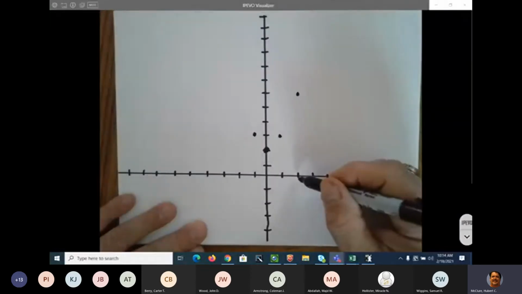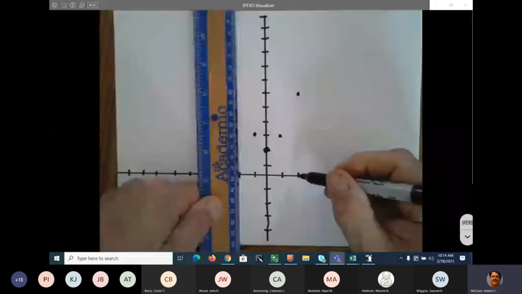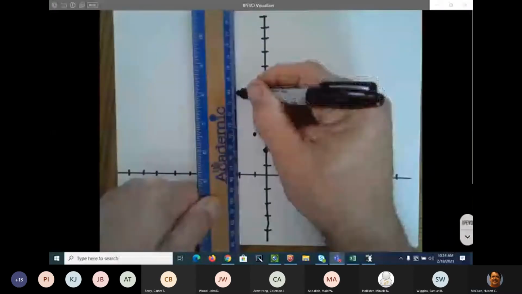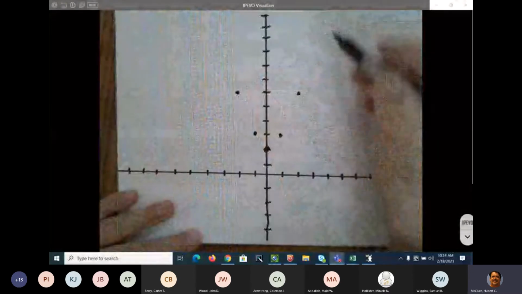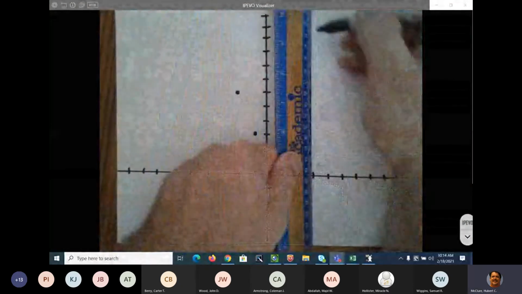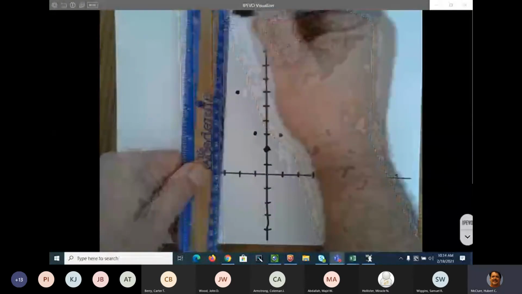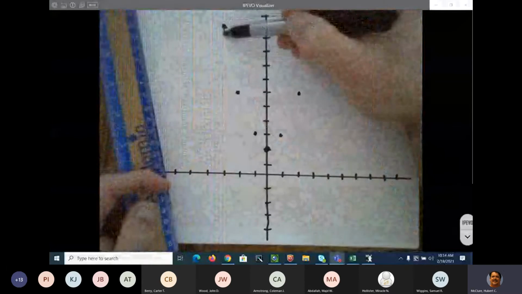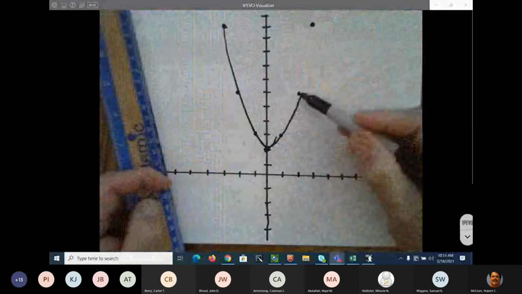There's a reason I'm being very accurate, or trying to be very accurate. Just give me a second. Okay, so I've got a parabola. Let's go with 3. 3 squared is 9, plus 2 is 11. So we're looking something like this.